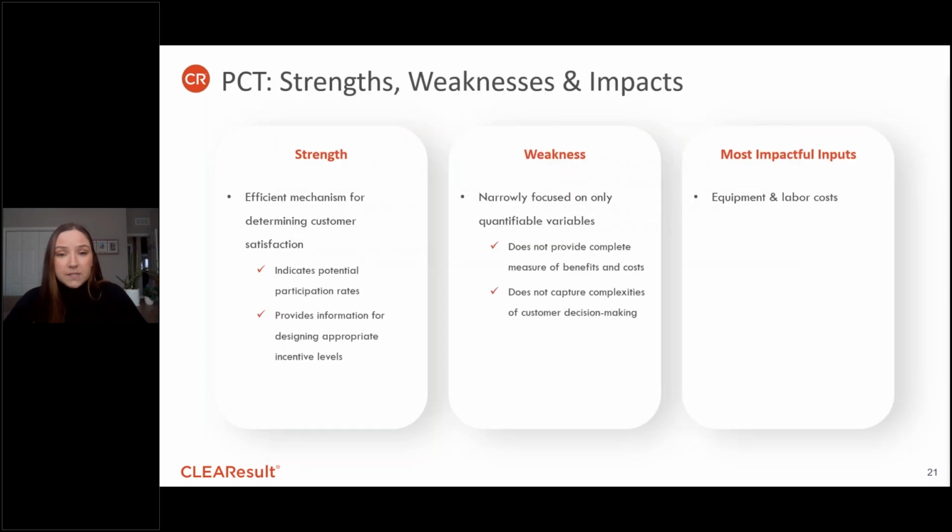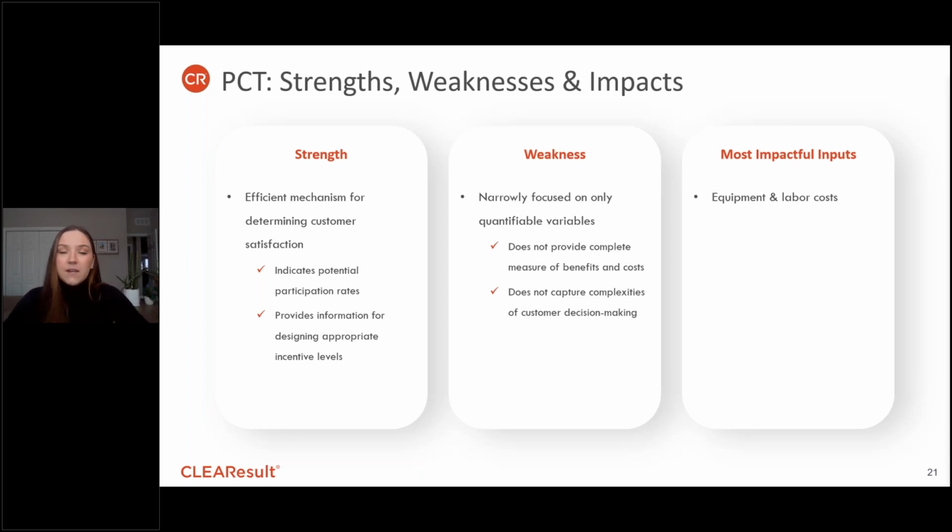Next, we're going to look at our strengths and weaknesses. So a strength of this test is it's a really good mechanism for determining customer satisfaction, because we're just looking from the participant or the customer perspective. We can really get a good idea of all of the associated benefits for the customer. So this can indicate potential participation rates if you're trying to see how attractive a program would be to your customers, and potentially provide some information for designing appropriate incentive levels.